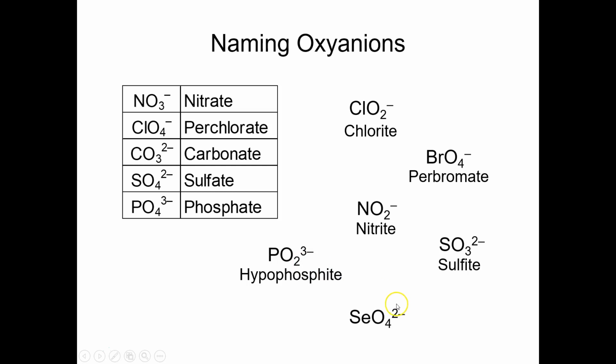SeO4 2 minus, we looked at this on the previous slide because selenium's in the same group as sulfur. SO4 2 minus is sulfate, therefore SeO4 2 minus is selenate. And then here's one where you have to make two switches. Arsenic is in the same group as phosphorus. Arsenate would be AsO4 3 minus, therefore AsO3 3 minus is going to be arsenite.